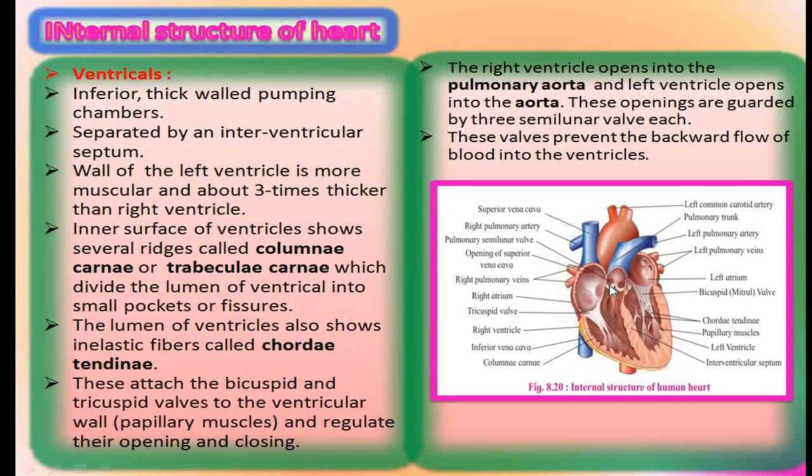And the aortic valve is located between the left ventricle and the aorta. It is called the aortic valve. These valves prevent the backward flow of blood into the ventricles.